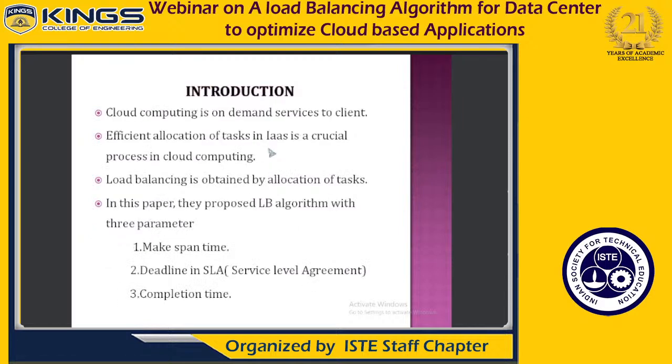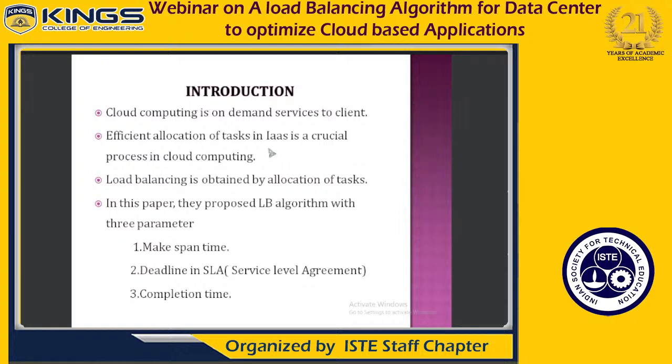Next, introduction. We know that cloud computing is an on-demand service to the client. So the cloud service provider provides three types of service. The first is infrastructure as a service, the next is platform as a service, and the final one is software as a service. Load balancing mainly takes place in infrastructure as a service, because infrastructure as a service always handles the backend, whereas the server, data center, and the virtual machines are always managed in the infrastructure as a service.